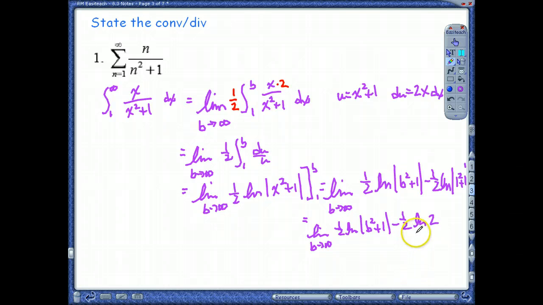I don't need the absolute values anymore. Well, when I put really big numbers in here and I square them and I add 1, I'm going to get a really big number. When I take the natural log of a really big number, this is going to infinity. So this diverges. Therefore, my series diverges. So we have to tell them what we found and what this means about the series. Okay? Let's do another one.